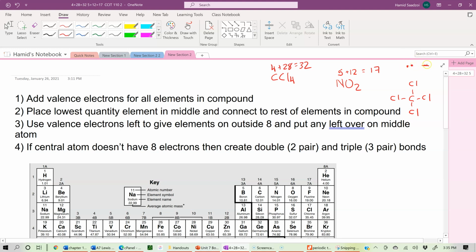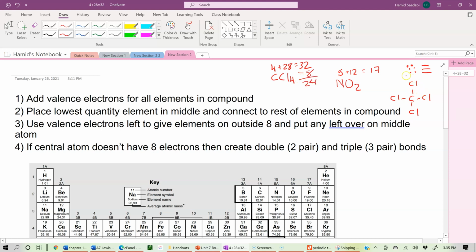Just remember, each line is equal to 2 dots. So if I do this, I'm implying 4 dots. If I do this, I'm implying 6 dots or 6 electrons. That's the maximum you can go, 6, to have a triple bond. 2 would be a double bond. All right, so you place the lowest quantity in the middle and use valence electrons to give the outside elements an octet. Octet meaning 8. So remember, I used 2, 4, 6, 8 already. So I started with 32, used 8, so I have 24 left.